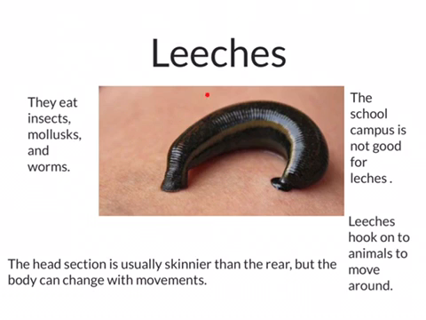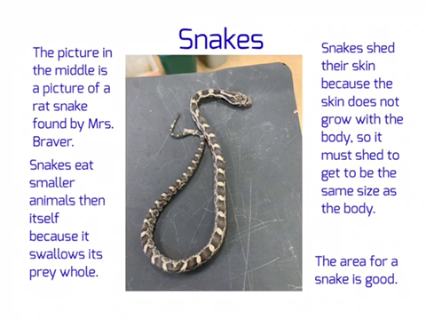The next one I did was leeches. This is a picture of a leech. They mostly eat insects, mollusks, and worms. The school campus is not really a good place because there isn't any water or streams for them to swim in. Leeches hook onto animals to move around, and they also slide like snails to move in the water. The head section is usually skinnier than the rear, but the body can change with movements.